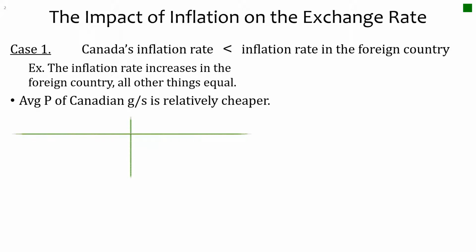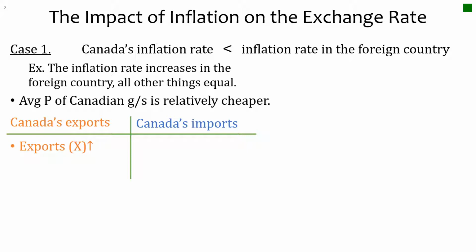What's going to happen? Well, make a chart. We have to look at two important things, exports and imports. What's going to happen to our exports if our goods are all of a sudden relatively cheaper? Are we going to sell more or less? We're going to export more. If we export more, it means more demand for our currency. They need Canadian dollars to buy our goods and services.